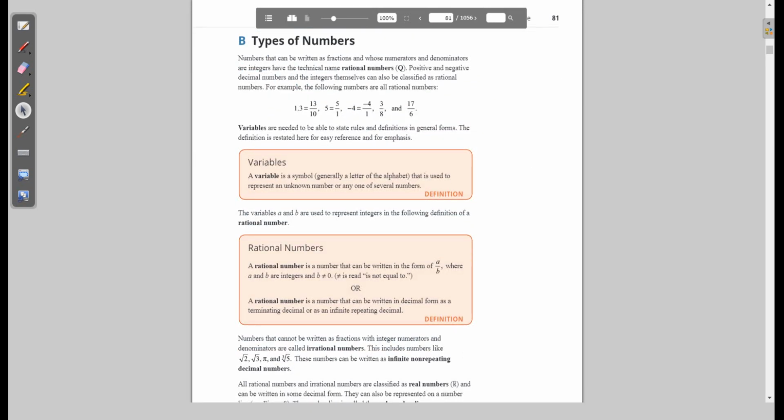Okay, so numbers that can be written as fractions. Starting at the top. Numbers that can be written as fractions with whole number numerators and denominators are integers that have the technical name rational number. If you recall, the operative word is ratio, right? Ratio being a fraction. So when we say rational numbers, we're talking about fractions.